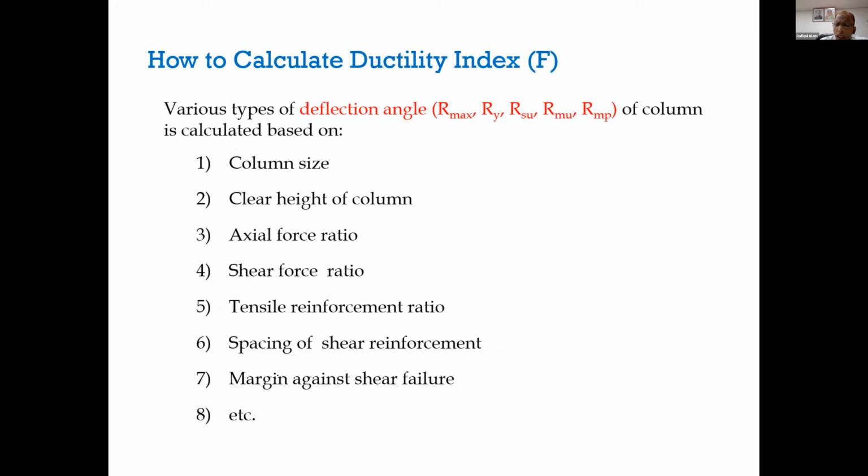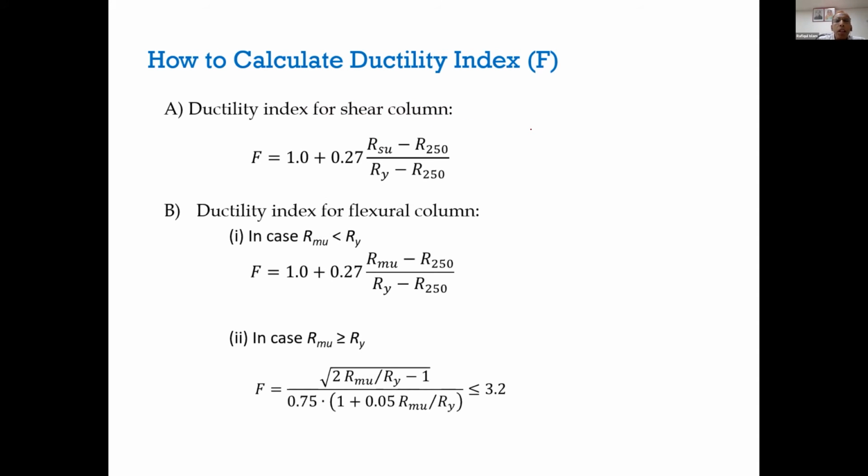And in the manual, it is calculated from the various deflection angles. So for a column, when we judge a column, its maximum deflection R max and yield deflection, shear deflection, various deflection is calculated, and then finally it is calculated from some formula. If we can calculate those, then we can finally calculate this formula, from this formula, the ductility index.